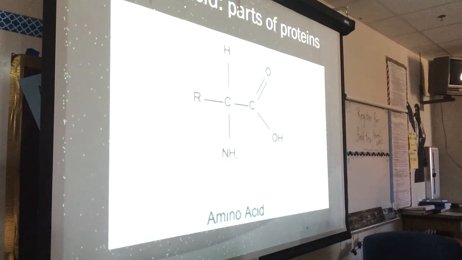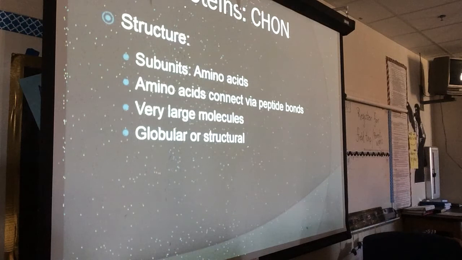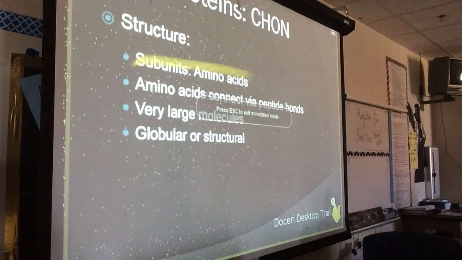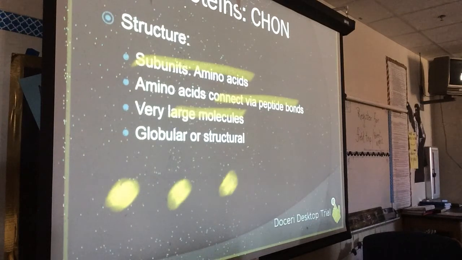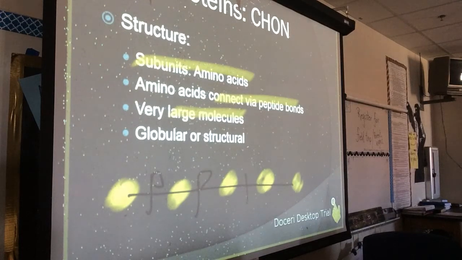Proteins are made of smaller units called amino acids. They are connected via peptide bonds. These are large. You don't have to write that they're globular or structural. Made of amino acids. They connect with peptide bonds, and they're very large. So this could be an amino acid, this could be an amino acid, so on and so forth. And then my protein would be them all on a chain. And these would be peptide bonds.